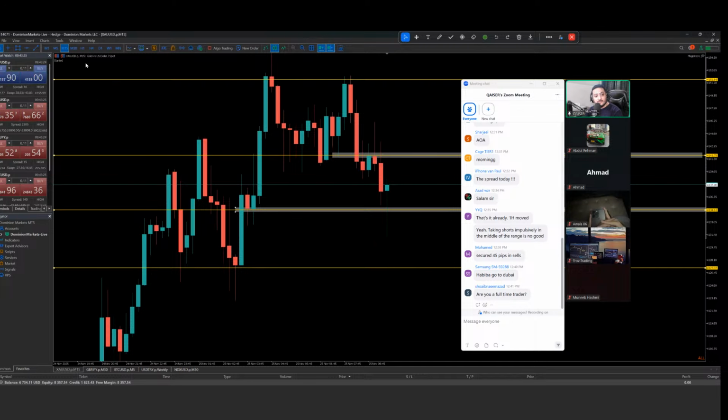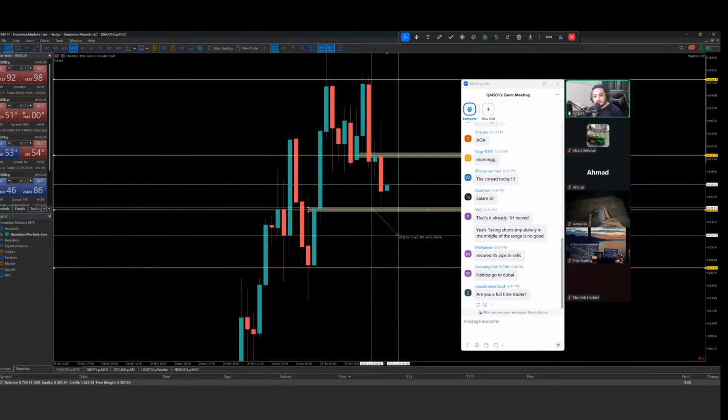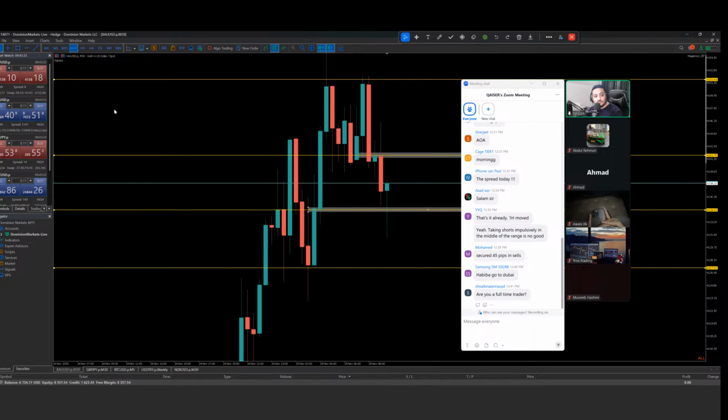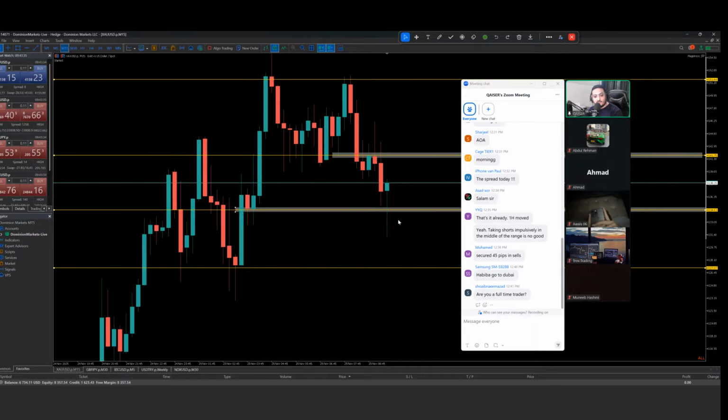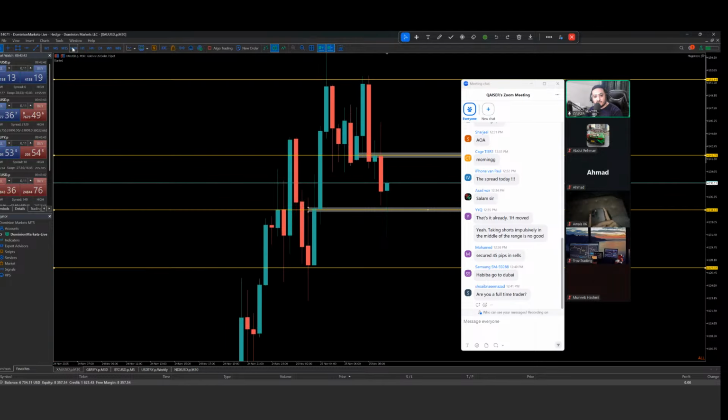See this one? I was not comfortable taking a sell in the middle of the range. It went down 30 pips with a spike. No one could even execute on this one. And then it started rejecting from this area. And it's also coming back into the previous H4 high, within the range of the H4.